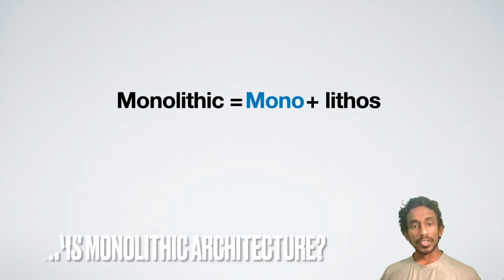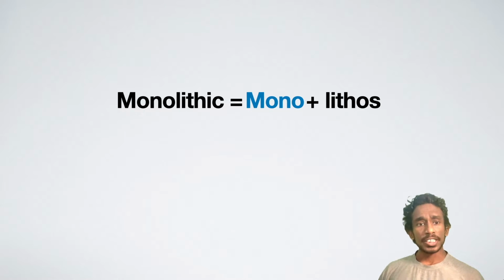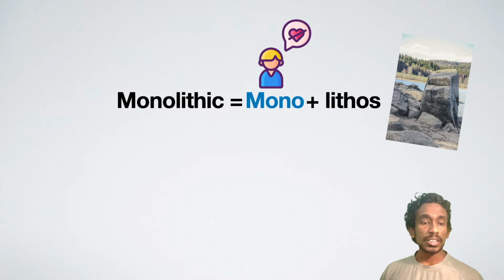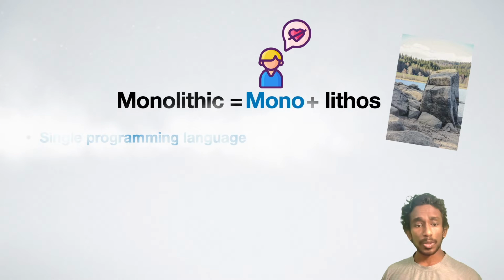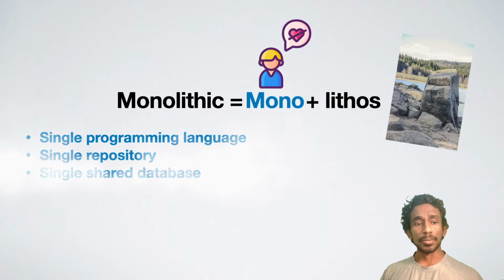Monolithic is a Greek word to describe a large single stone. Monolithic is made out of two words, monos and lithos. Monos means single and lithos means stone. Altogether, monolithic refers to a single massive software program in software architecture. A monolithic application is meant to use only a single programming language, a single repository, and a single shared database.